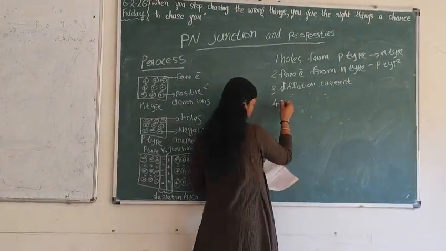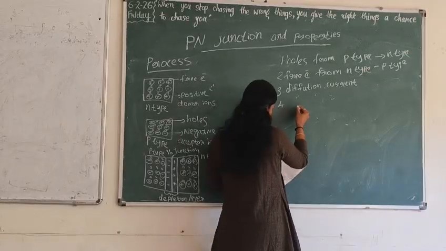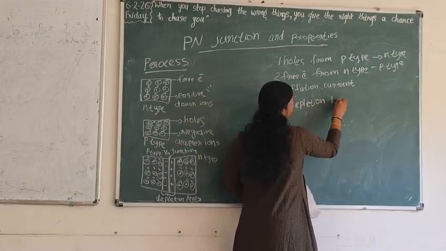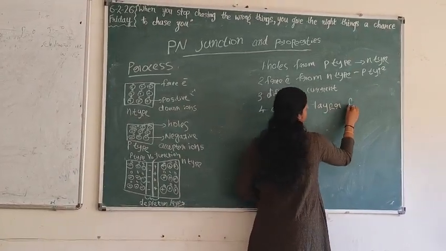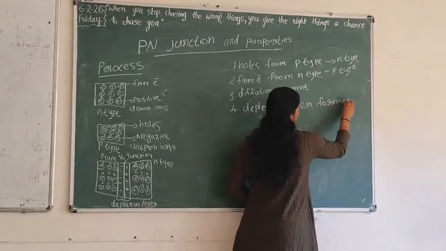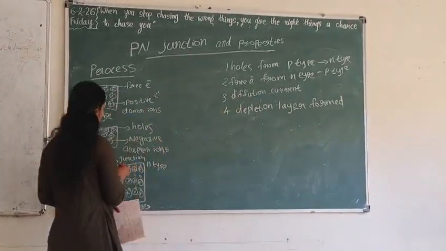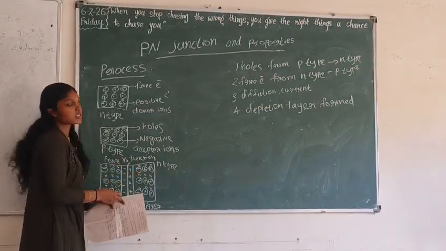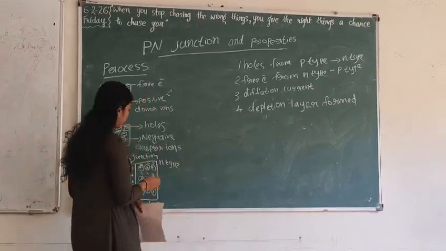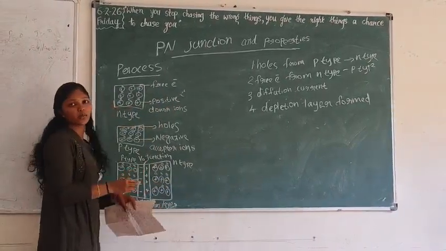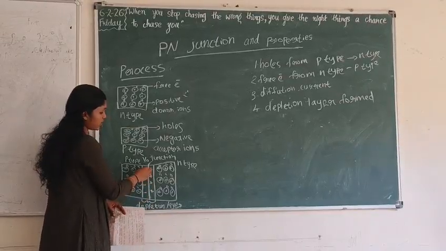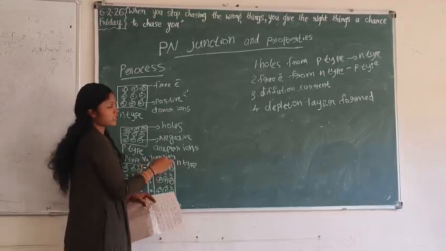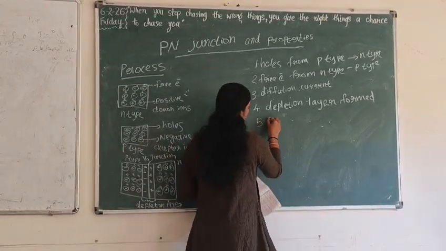And the fourth one is the depletion layer. A depletion layer is formed. Due to the departure of the free electrons and holes from each side of the junction, the depletion layer is created. The width of the depletion layer depends upon the doping level, and in this region, the carriers are immobile and they are fixed. And the fifth one is the potential barrier.